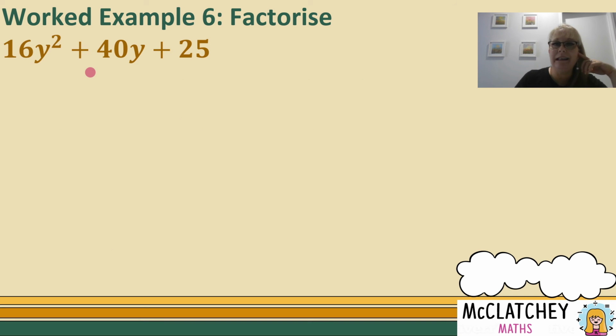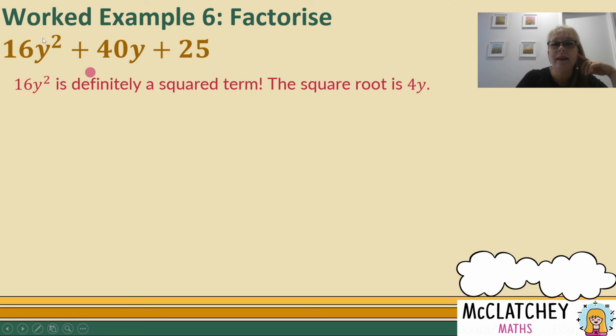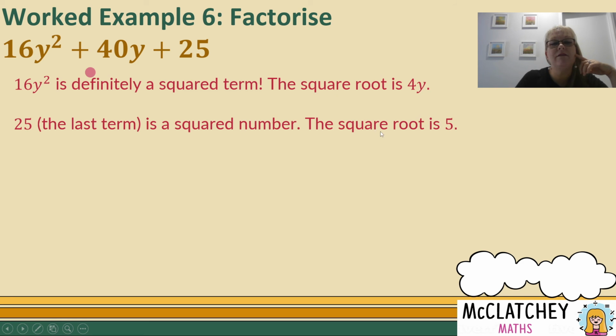Let's look at another example. This one looks a little bit more complicated. First of all, let's look at that first one there. We know this part's a squared number, and so is 16. The square root of 16 is 4, so the square root of this part of the expression is 4y. Let's look at the last value, 25. Is that a square number? Oh, yes, it is. The square root of 25 is positive 5.